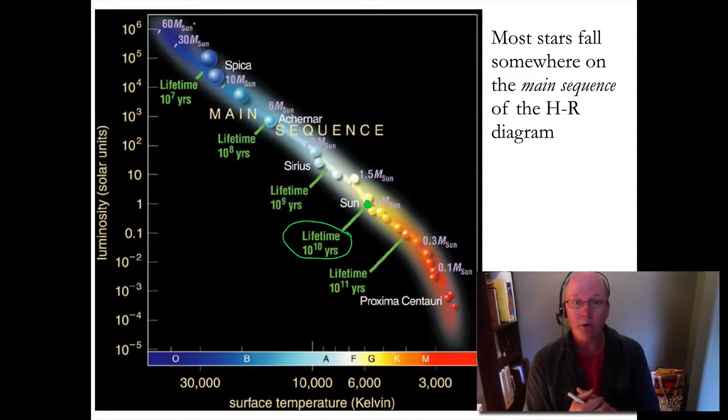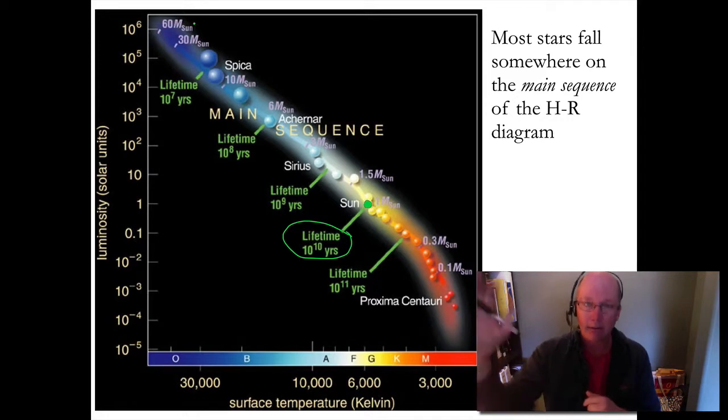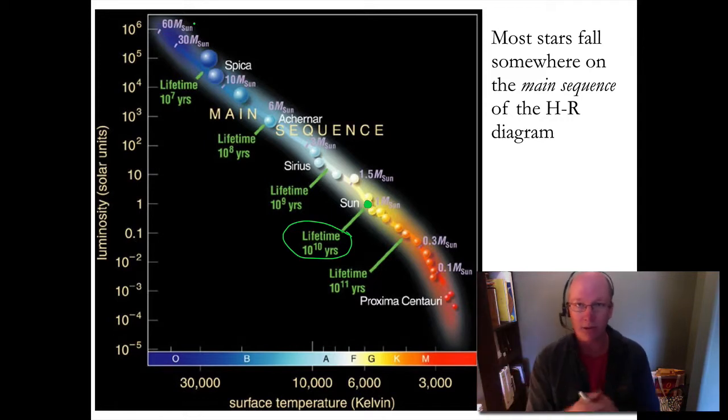Now, once they run out of fuel, they're going to die and fall off the main sequence and become another type of object, which we'll talk about a little bit later. But while they're on the main sequence, they're fusing hydrogen into helium, and they will pretty much stay in that same position. But yes, they have a life cycle, and the life cycle is determined by the amount of fuel they have, and the amount of fuel they have is determined by their mass.